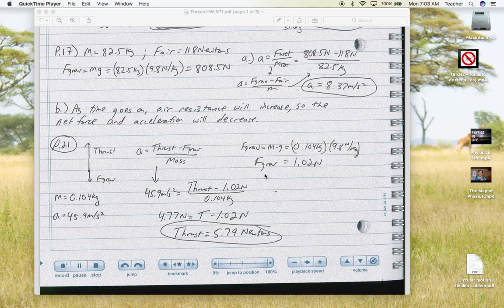So the gravitational force on the rocket is 1.02 newtons. You have to recognize that's acting against the thrust. So acceleration 45.9 is equal to thrust minus that gravitational force over the mass. The thrust is 5.79 newtons. If you didn't take the gravitational force into account, you're going to think the thrust is somewhat less, and that would result in a lower acceleration. So again, take a look at this one very carefully.